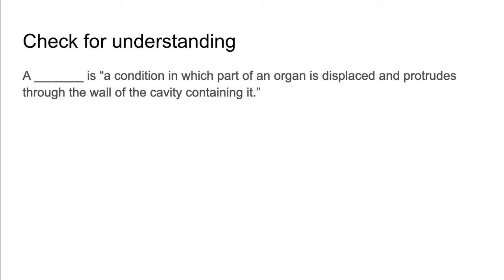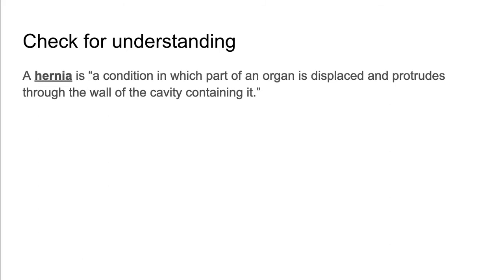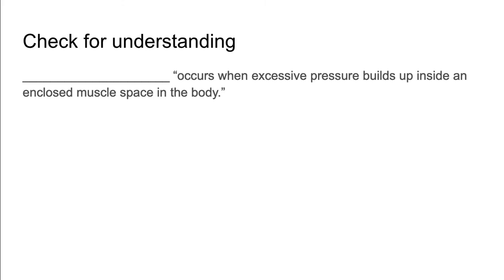All right, let's see what the answer is, and it is a hernia. It's a condition in which part of the organ gets displaced and protrudes through the wall of the cavity containing it. All right, next question. Blank occurs when excessive pressure builds up inside an enclosed muscle space in the body. Think about it, write down your response. If you are watching with someone at home, you can explain your response to them, or type your responses to your classmates online. I'll pause the video now.